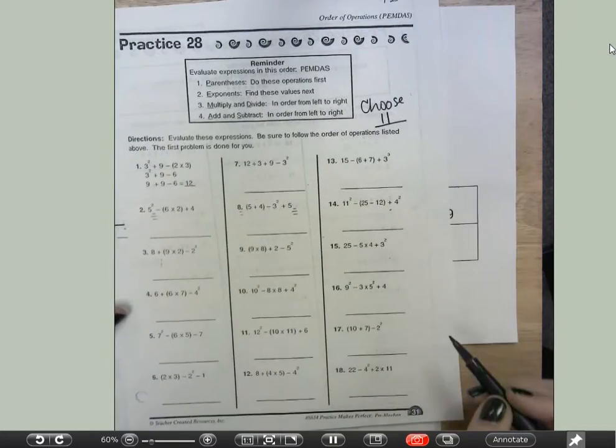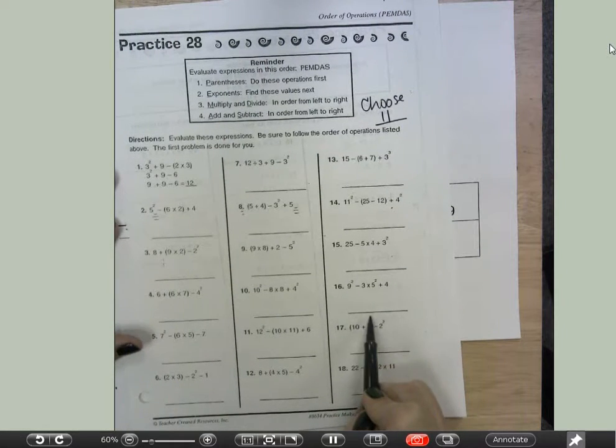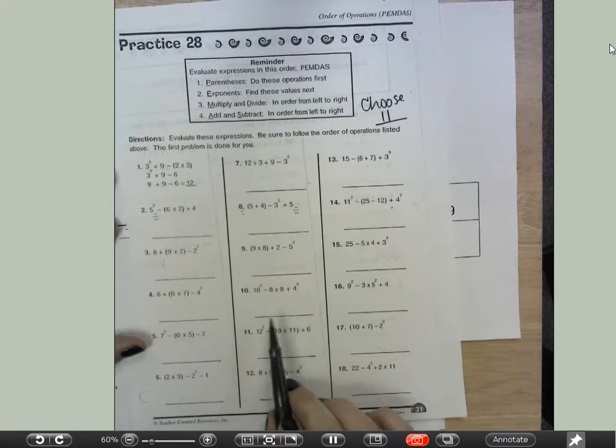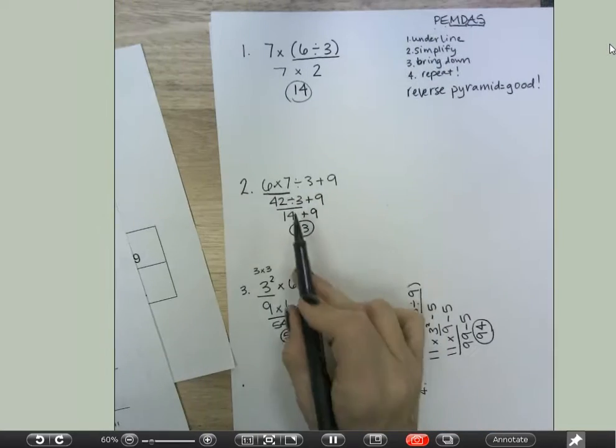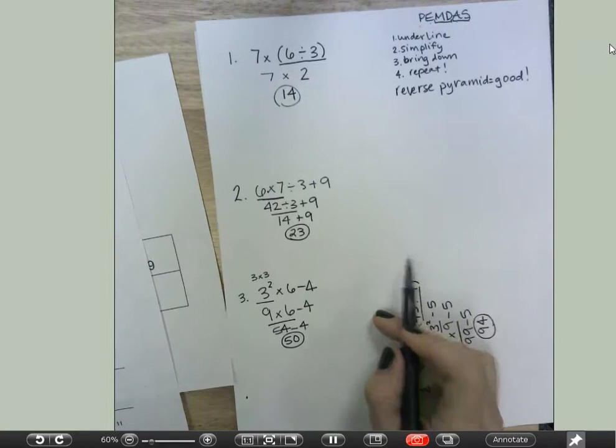What I would like you to do, if you cannot write small enough to do your reverse pyramid and show all of your work, then you can either do your work on the back side of the sheet or attach a sheet of loose leaf paper with your problems neatly written out. In order for you to get credit, they need to look like this with the reverse pyramid. Don't complain about it, just do it. It's just quicker to do it.